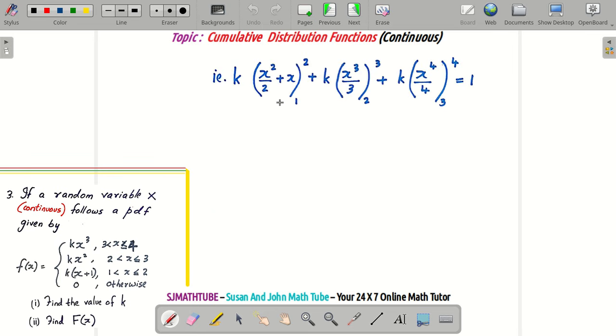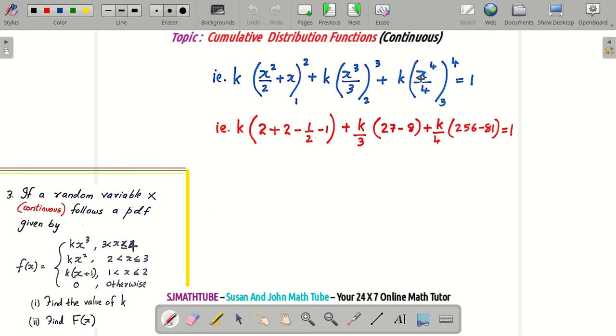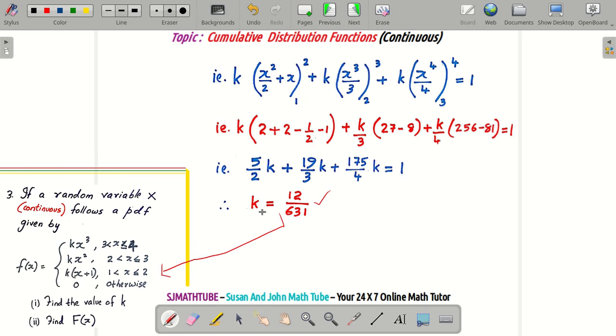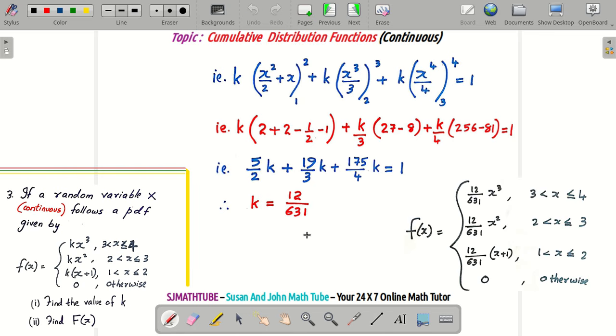Put upper limit minus lower limit and use a calculator or take LCM, simplify. Yeah, it's a weird value. k is equal to 12 by 631. Now what we do is we just substitute the value of k in the PDF. So you're going to get something like this. Now let's go for the last part, which is very, very important.